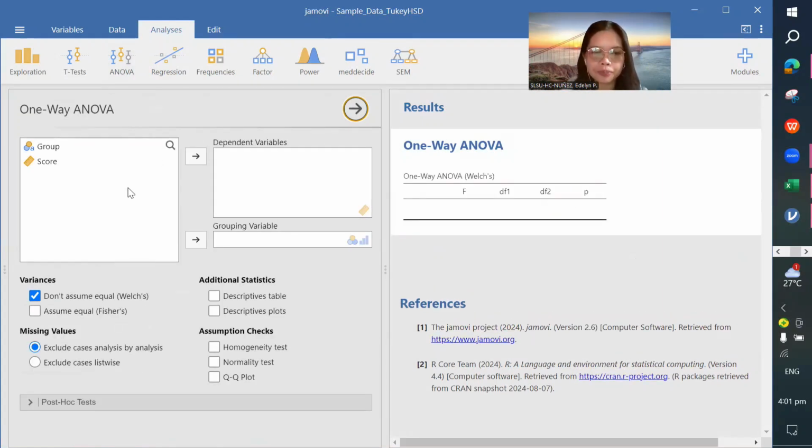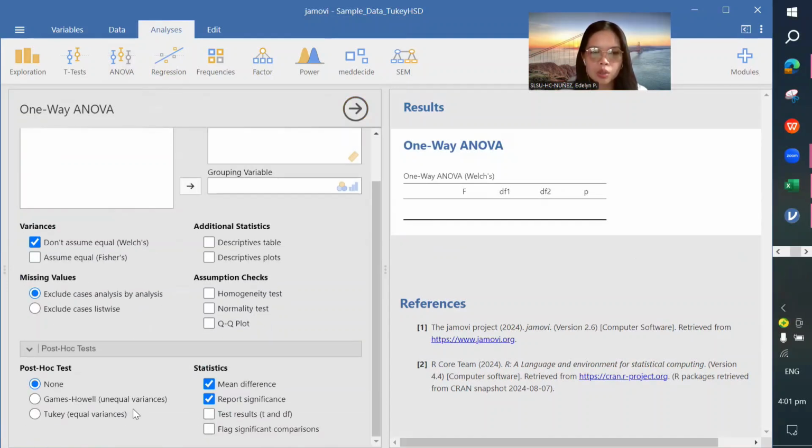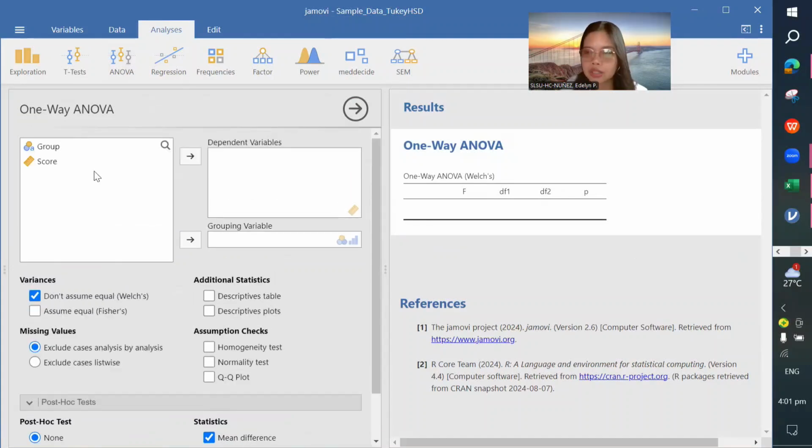So here, we have post hoc analysis and we have the Games-Howell for unequal variance, and we have the Tukey for equal variance. So you need to click here if you want to do that, but before clicking the post hoc analysis, let's find out first if there is a significant difference among the groups. So the dependent variable, of course, you put it here: the score should be in the dependent variables because score is dependent on the group. Then group should be the grouping variable.